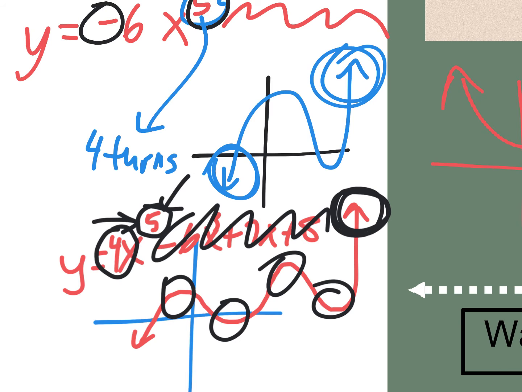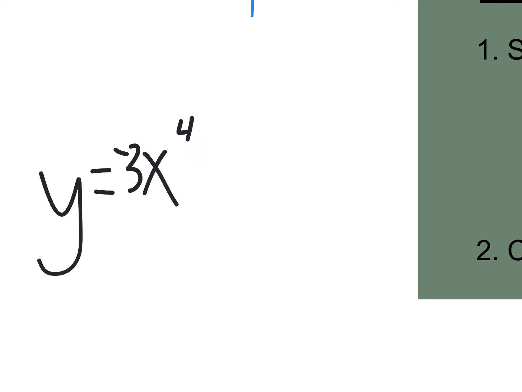Okay, so behold the test question from your next test. And then they say, how many turns will this graph have? If you know it, say it. 3. It's 1 less than the degree.